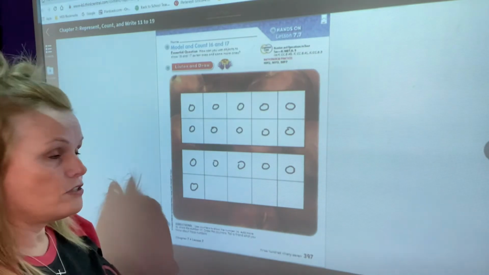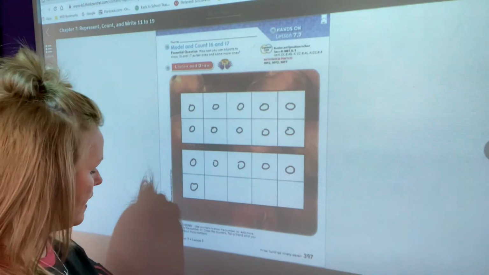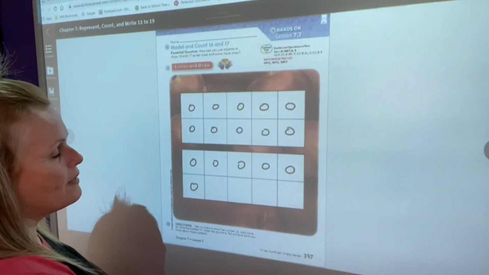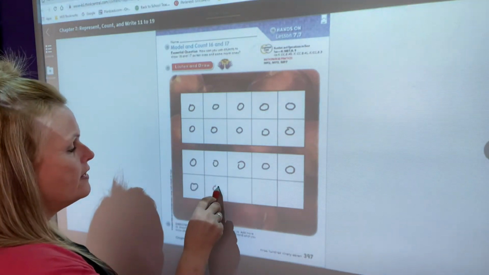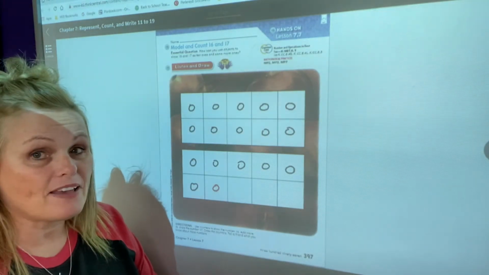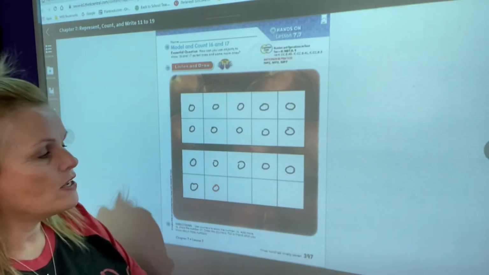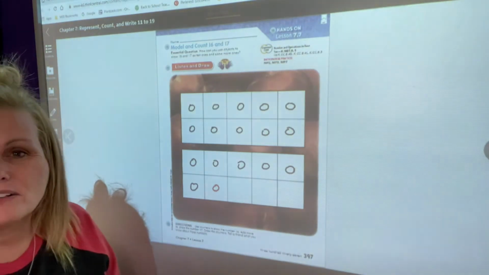16. Do you know what 16 looks like? It's a 1 and a 6. I want you to add one more counter. I'm going to use a different color. If I added one more, what's one more than 16? It would be 17. And you notice how many are empty when you have 17. We talked about that when we were using single digits.